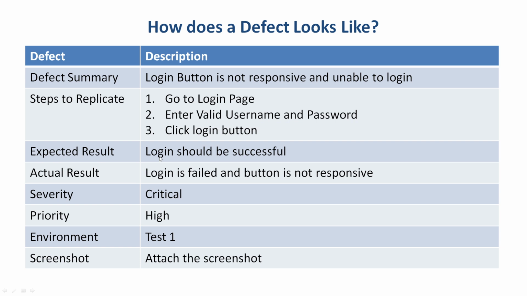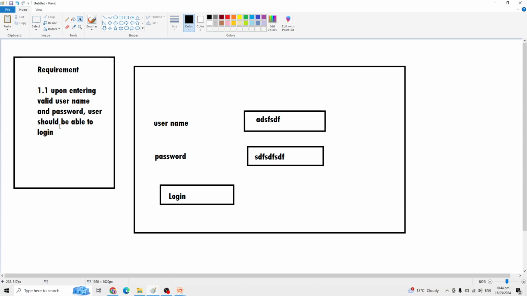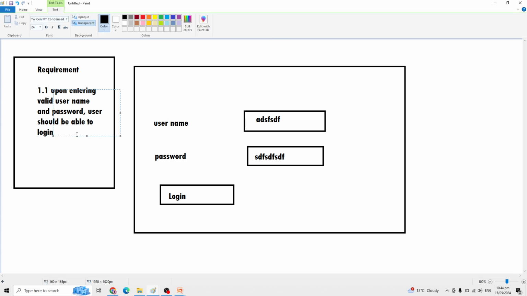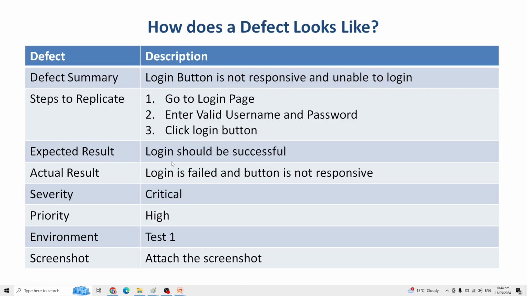Now expected result. Expected result is what we are expecting. Login should be successful. This expected result should always come from the requirement, because the requirement is saying that upon entering a valid username and password you should be able to log in. Correct? So this is the expectation. This is a test basis. We can put another point here saying, as per requirement 1.1.1 we should be able to log in.